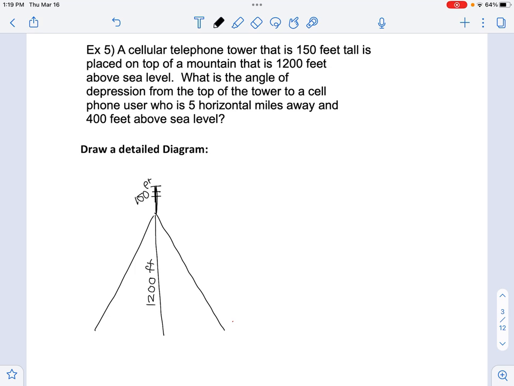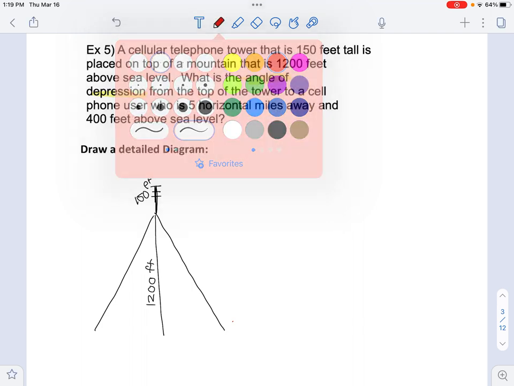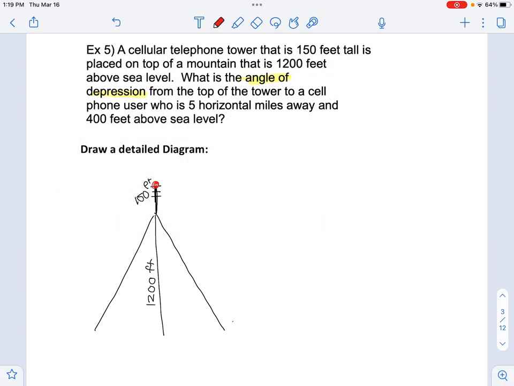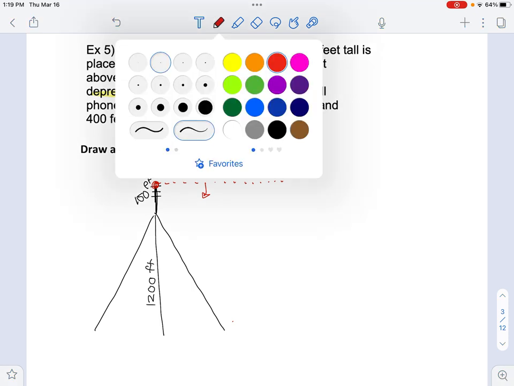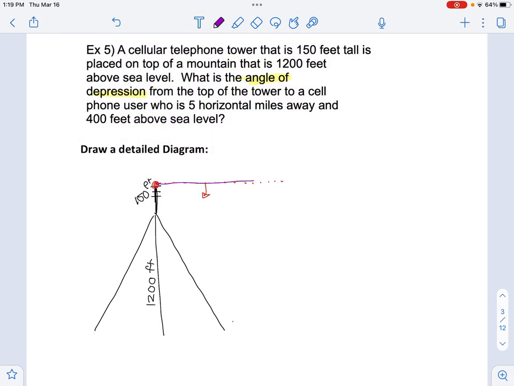Now we want to know the angle of depression. So again, angle of depression means I must be starting at the top of the tower. So I'm starting up here and I'm looking down. Start with drawing your horizontal, and I'm looking down from that horizontal. Now I'm looking at a cell phone user who is 5 horizontal miles away. So basically, this horizontal distance that I'm going out, this is a horizontal distance of 5 miles.